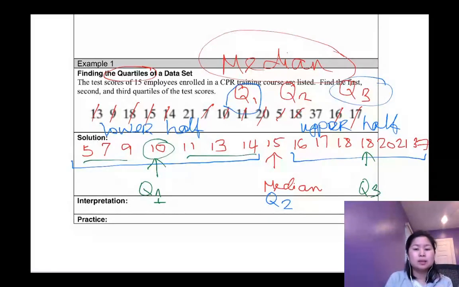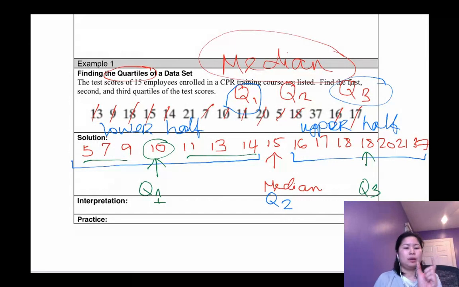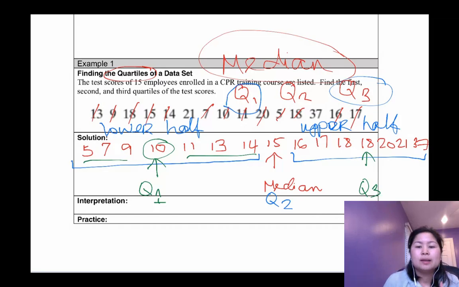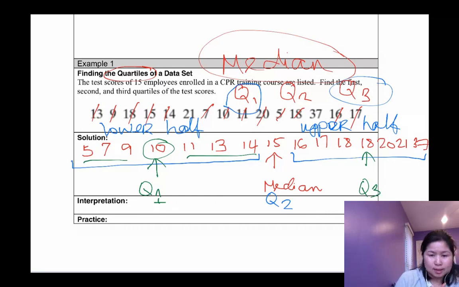If we run into a situation where we cross everything off and end up with 2 numbers, then add them up and divide by 2. Okay, so that is how we calculate the quartiles of the data set. It's not too bad, right? It's not too difficult to identify Q1, Q2, and Q3, but the interpretation, we need to understand what that number is saying.